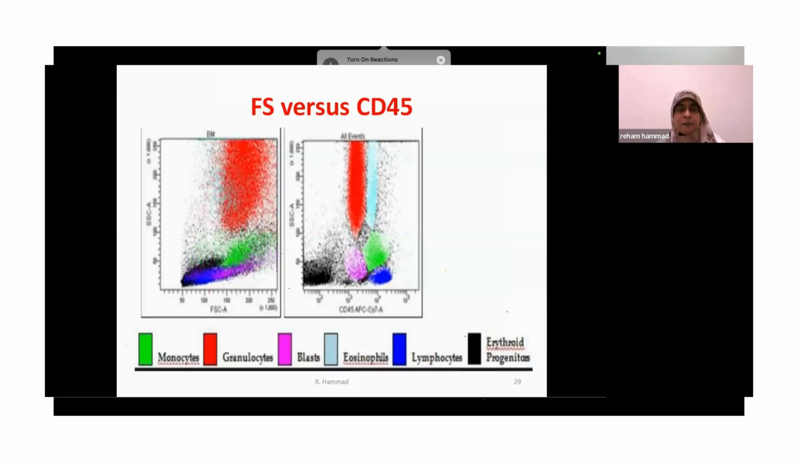What if you have a monocyte that is low granular or agranular, and it has a smaller size? Where is it going to be? It is going to lie on the area of the lymphocyte, and vice versa.